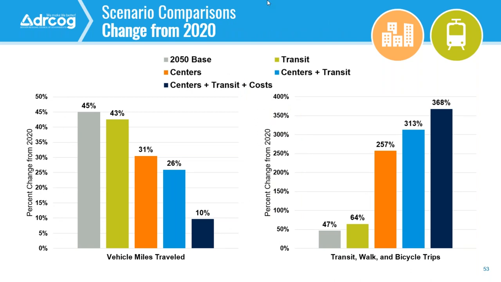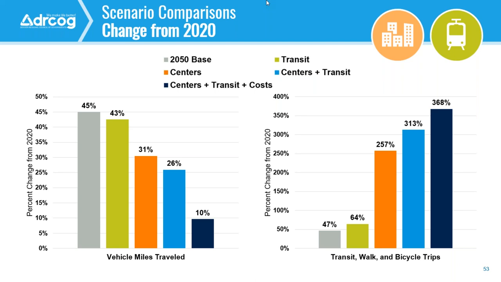So just like with the other combination, we wanted to walk you through the constituent pieces of this. So again, we're looking at the 2050 base, the transit scenario by itself, the center's land use scenario by itself, the centers and transit scenario run together in the light blue, and then the centers and transit scenario along with the vehicle costs that we talked about.